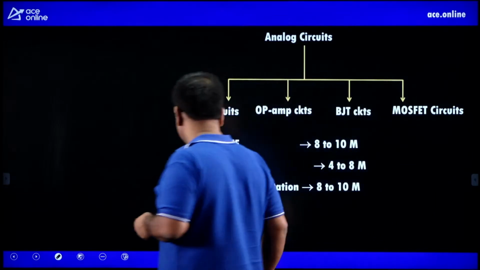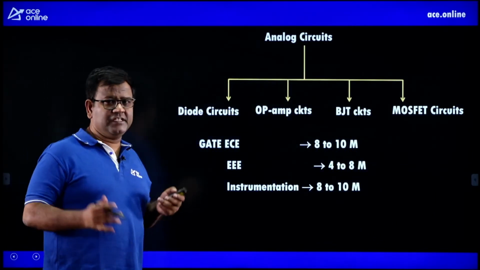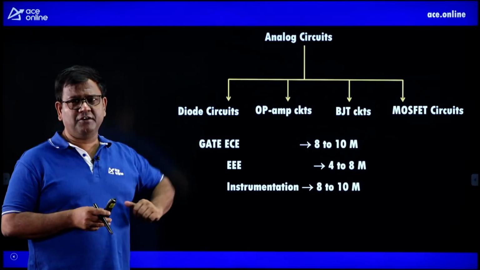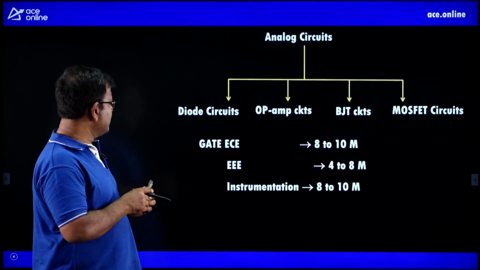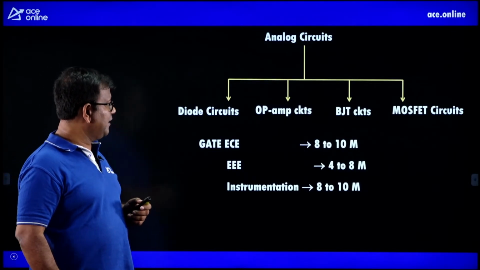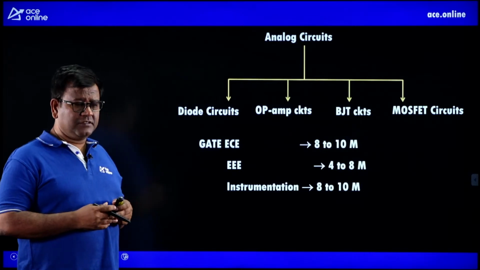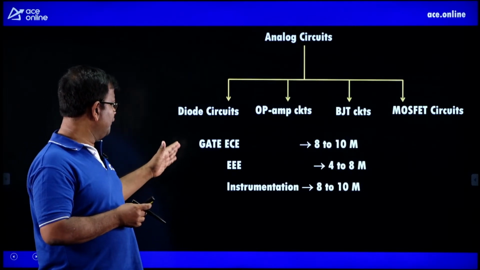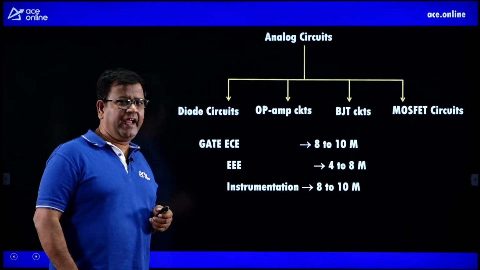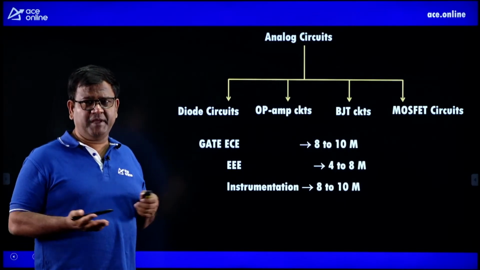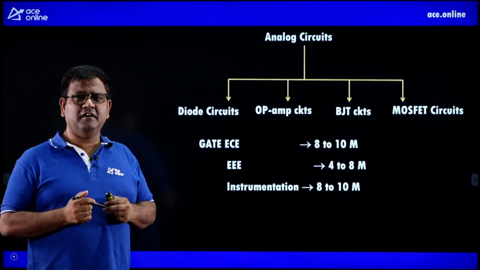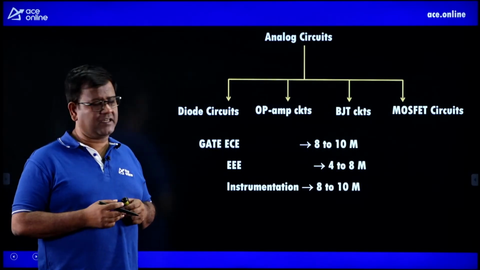We all know that analog circuits is a little vast. So what I have done is I divided the subject into 4 parts. One is diode circuits, op-amp circuits, BJT circuits, and MOSFET circuits. So generally, if you see for GATE ECE students, you can score from 8 to 10 marks. So you are writing GATE paper for 100 marks, and at least 10 marks you get in analog circuits, so that's a lot of marks, right?